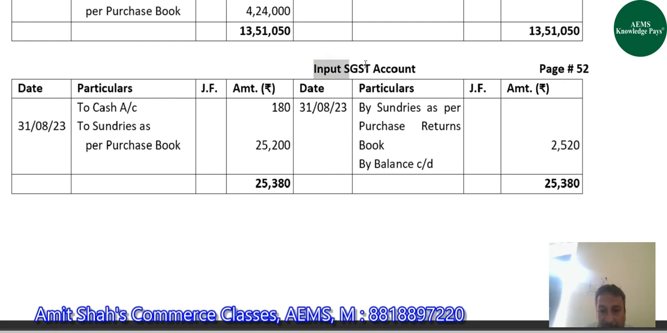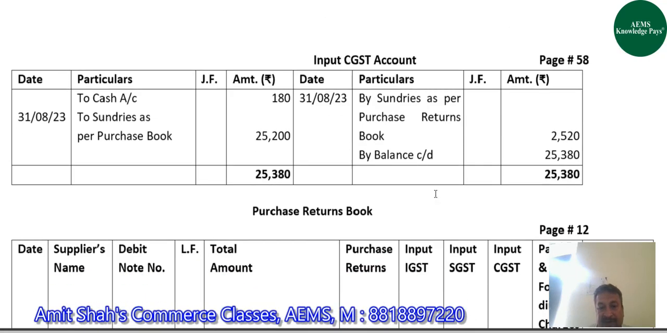It means, guys, in the input SGST account on the debit side, we will have the total coming from the purchase book, and on the credit side, the total coming from the purchase returns book. The same is with the input CGST account. Totals would be coming from the purchase book on the debit side of this account, and totals from the purchase return book will come on the credit side of the input CGST account. Right, all?